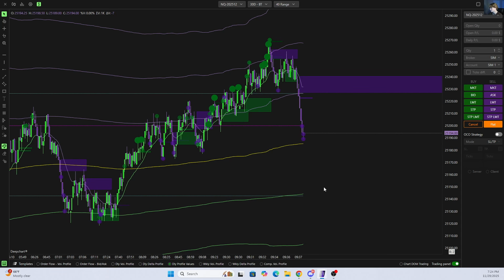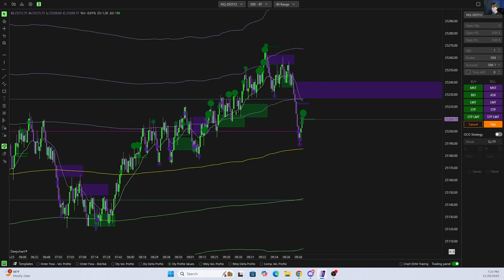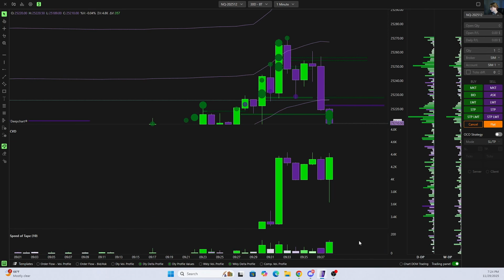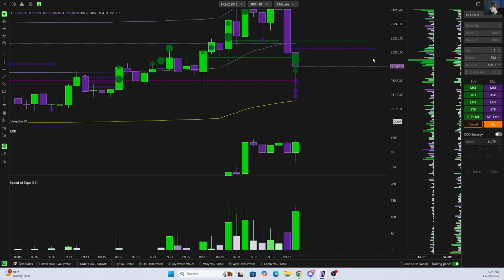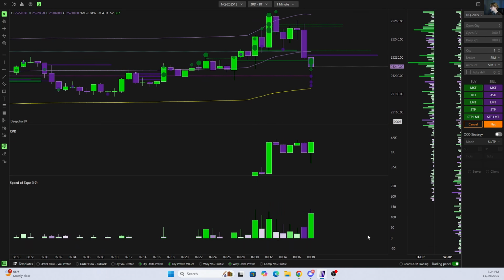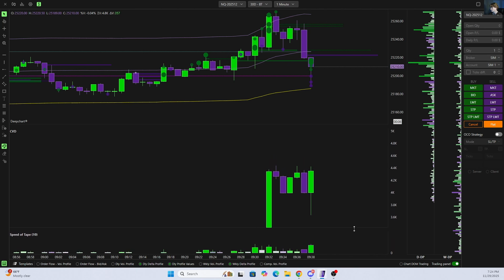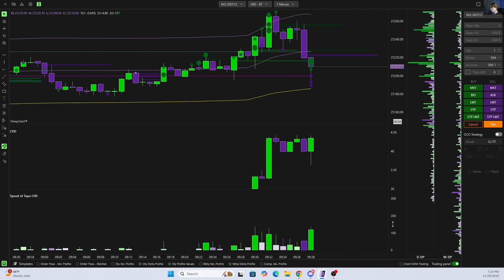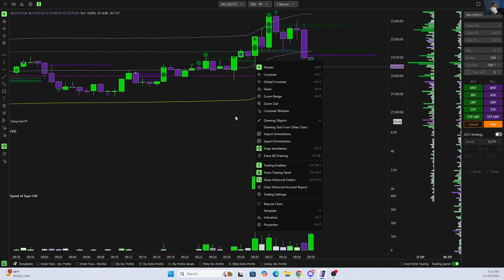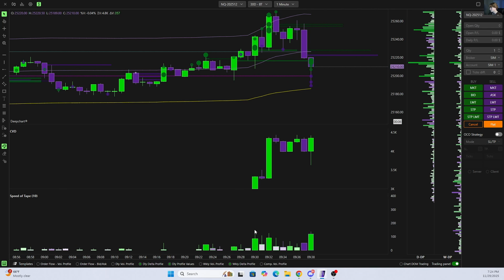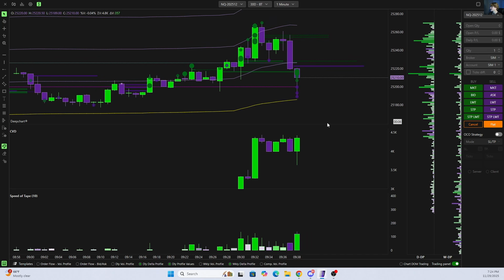We get a sell-off, a quick one, right? On this candle, what happens? Look at the speed of tape and see how you can use this to your advantage. This is the opening candle right here. This candle has more volume than this one. So clearly there's a lot of participation happening here.